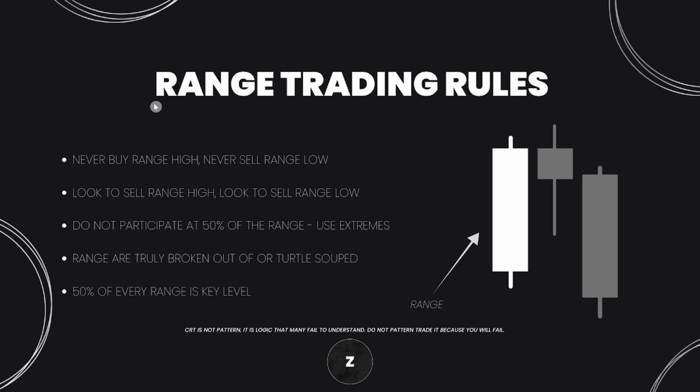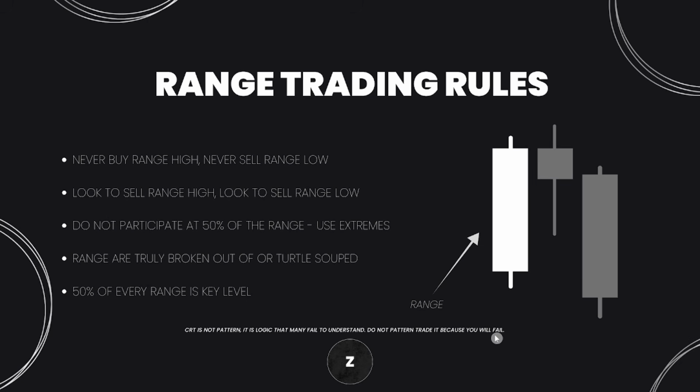On ranges, we always apply range trading rules, which are never buy a range high, never sell a range low. This is number one. Next, look to sell range high and look to buy range low. Do not participate at 50% of the range. Use the extremes. Ranges are only truly broken out of or turtle soup. 50% of every range is a key level.